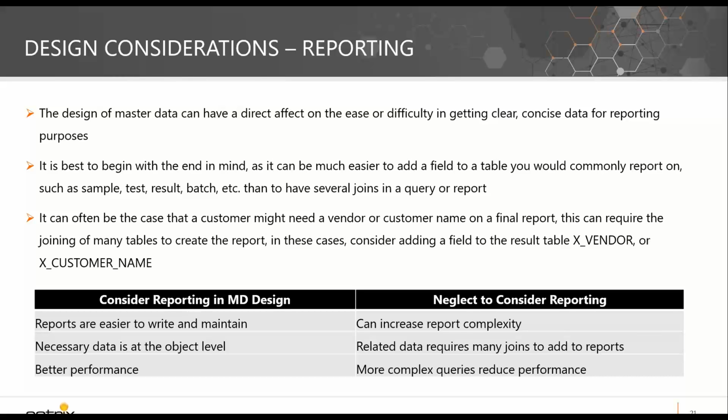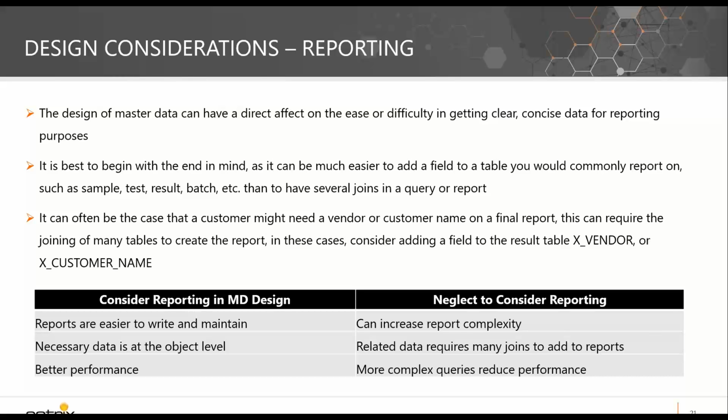And then reporting. Ultimately, in my view, reporting is probably the most important aspect of LIMS, and it can often be overlooked when you're generating or designing master data, what the actual reporting implications might be, but it can have a direct effect on the ease or difficulty in getting clear and concise data back out of the system for reporting purposes. And so I like to think that it really is best to begin with the end in mind.